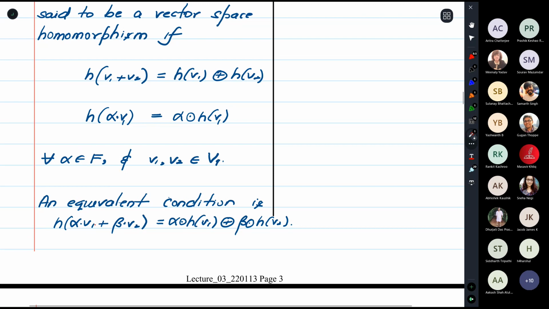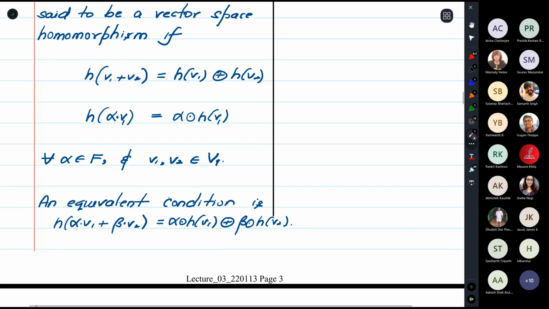So you take an arbitrary vector v1 and an arbitrary vector v2, you perform this scalar multiplication operation, then whatever the results are, you add those two vectors, and whatever the output is, h should map this output to something that looks like this. Is this okay? These are the scalar multiplication operations on the codomain vector space, and this is the addition operation.